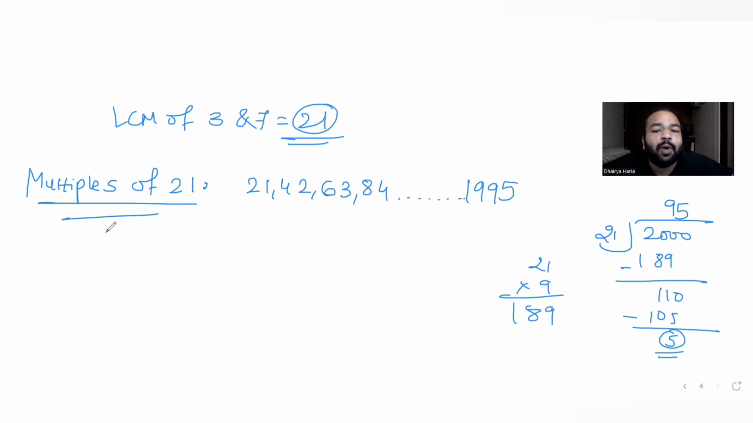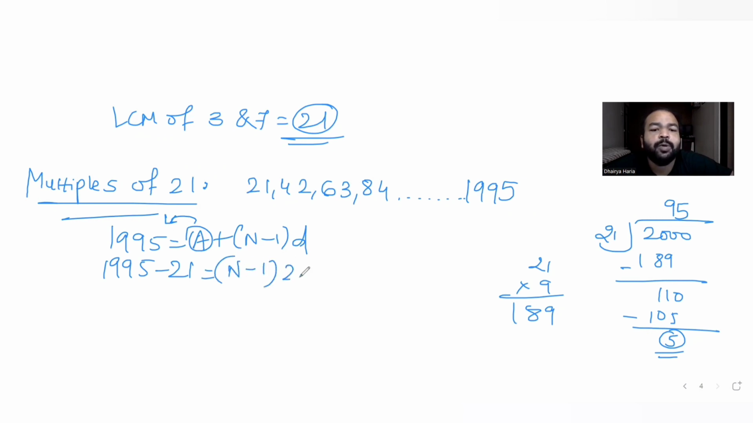So if I again find how many multiples of 21 there are, the last term is equal to a plus (n minus 1)d. Last term minus 21, because a is 21, is equal to (n minus 1) times the difference between consecutive terms, which is 21. So 1995 minus 21 is 1974, divided by 21 is n minus 1. Now if I do the division, 21 nines are 189, 21 fours are 84, so n minus 1 is 94, and n is 94 plus 1, 95.